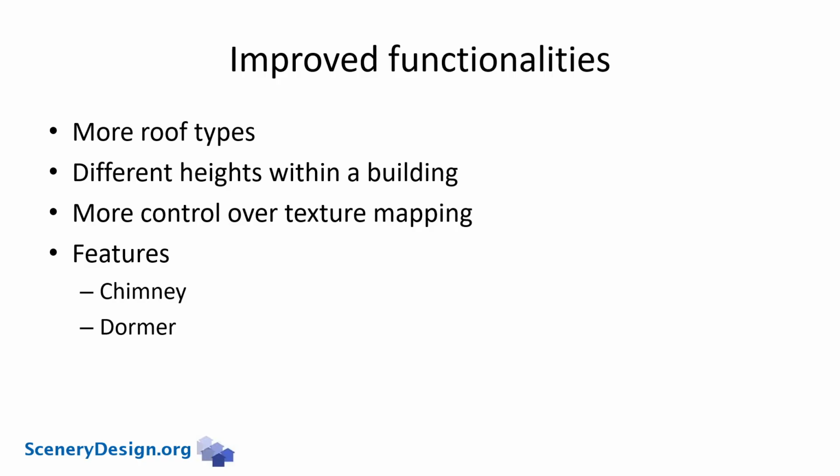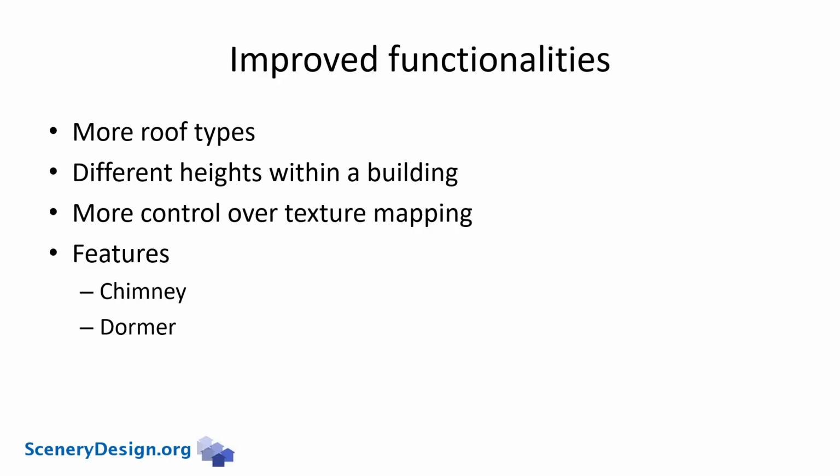So for example, a main building with a utility room at the end, that's only one floor while the main building has two floors. You can have more control over the texture mapping now, and you can add features like a chimney or a dormer to the building as well.